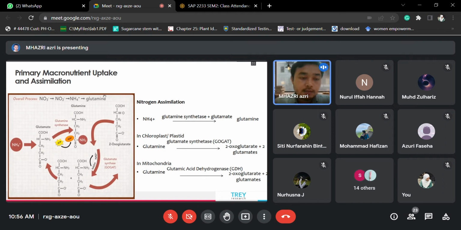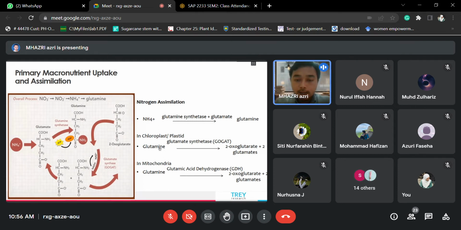So these glutamates, okay, the amine group from glutamates can be catabolized and produce other amino acids, or it can enter the Golgi pathway and bind with other ammonium, and then the process dia jadi cycle. The process will jadi semula. Okay.